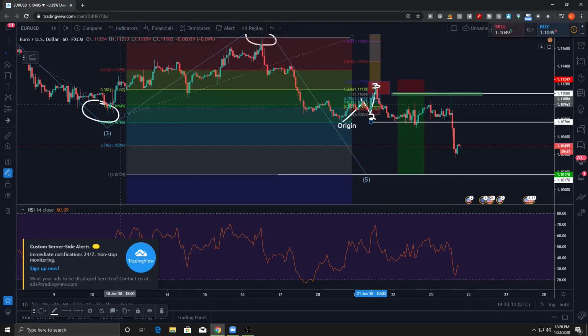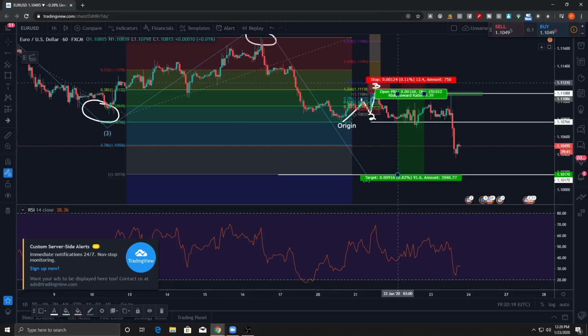Okay, and at this point in time, this trade is now break even, meaning that we can now grab our stop loss level and put it to our entry level. There's literally no risk on this trade.